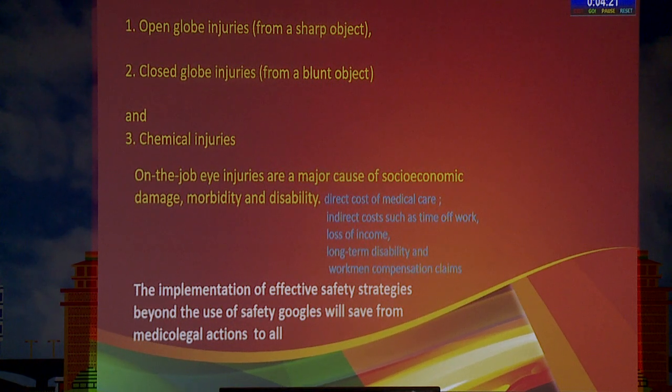On the job, eye injuries are a major cause of socio-economic damage, morbidity and disability. That includes the direct cost of medical care, indirect costs such as time off work, loss of income, long-term disability and workmen's compensation claims. The implementation of effective safety strategies beyond the use of safety goggles that is usually there in an industry, if we take some extra caution, can save from medical legal actions.